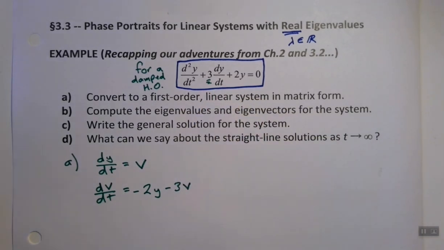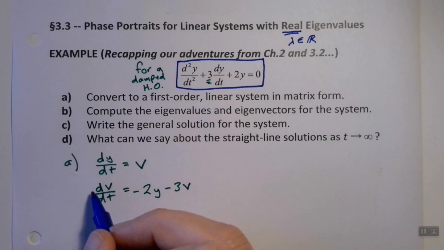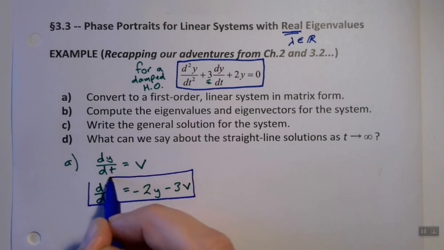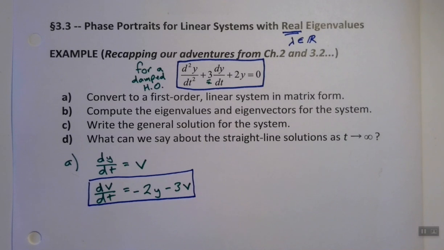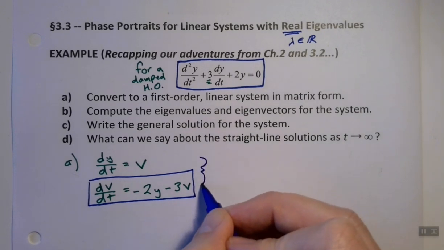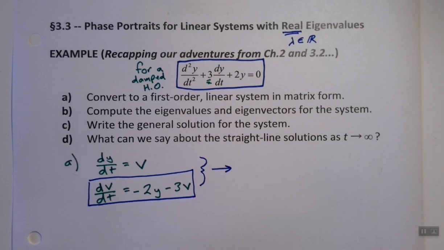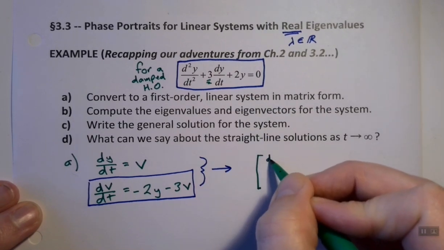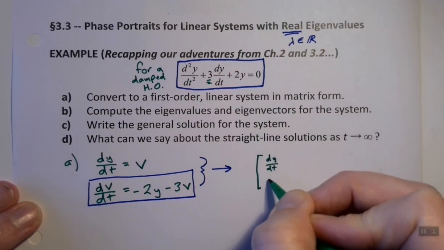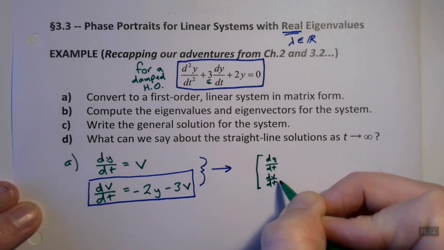So really this equation that we just came up with is just a modification of the blue boxed equation up there. They're really the same thing. But taken together, these two are the system of first order linear differential equations. And what's nice about them is that we can slide them into a matrix and write them as a single matrix equation. It would look like this: dy dt up top and dv dt down below.